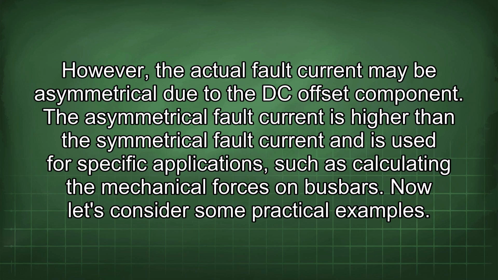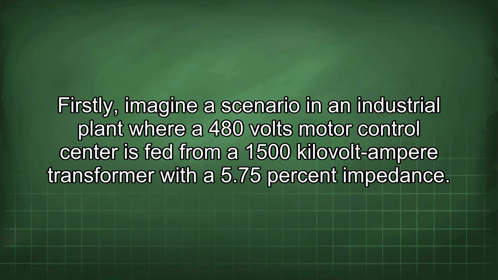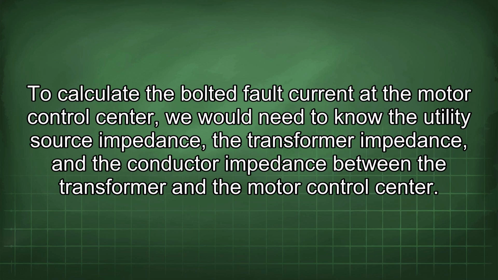Now let's consider some practical examples. Firstly, imagine a scenario in an industrial plant where a 480 volt motor control center is fed from a 1500 kilovolt-ampere transformer with a 5.75% impedance. To calculate the bolted fault current at the motor control center, we would need to know the utility source impedance, the transformer impedance, and the conductor impedance between the transformer and the motor control center.